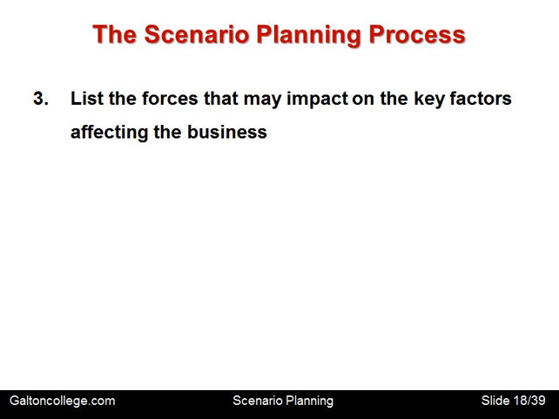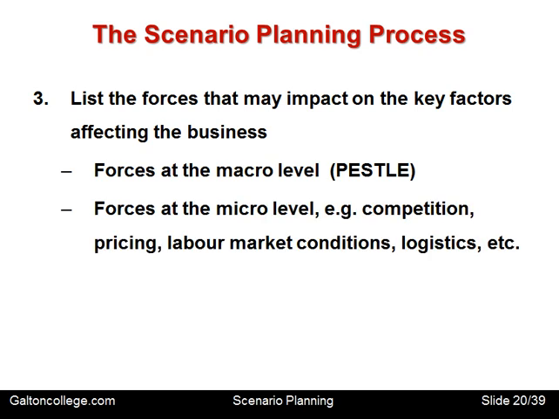Next, list the forces that may impact on the key factors affecting the business. What are the key forces that impact on the business? These may be PESTLE. Well, I said earlier PEST. PESTLE is just an extended form of PEST. PESTLE is an acronym. It stands for political, economic, social, technical, legal, and environmental. So these are all the external factors which may impact upon the business. We say forces at the macro level, so forces that are outside of the control of the business. So list the forces that impact on the business. Conduct a PESTLE analysis. In other words, list all the factors.